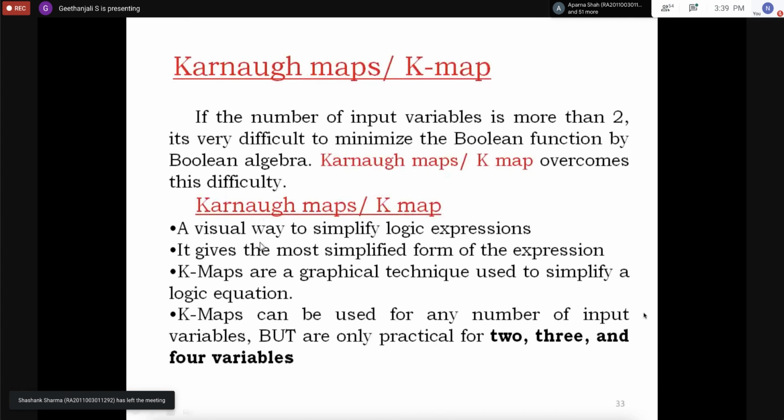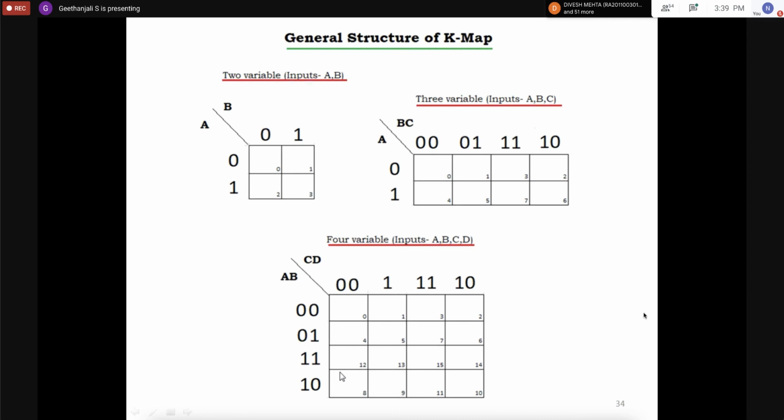So this is the introduction to the K-map. A visual way to simplify logic expressions. It gives the most simplified form of the expression. K-maps are a graphical technique used to simplify a logic equation. K-maps can be used for any number of input variables but are only practical for 2, 3 and 4 variables. All of you look at the slide.